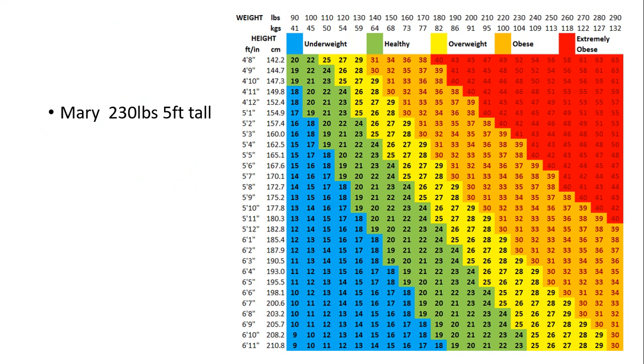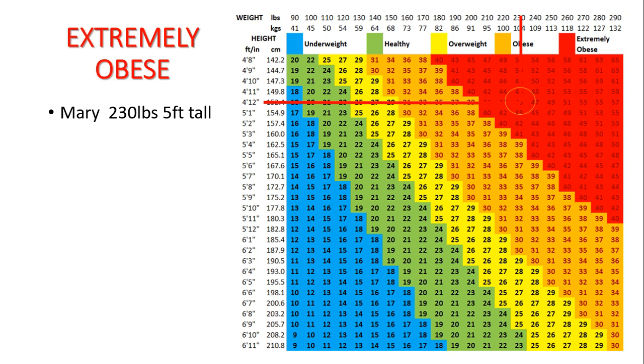Let's look now at Mary. Mary is different. Mary is 230 pounds and she is 5 feet tall. Again, we look for her height. On this chart, 4 feet and 12 inches is 5 feet. 12 inches make a foot, right? Then we look for her weight, which is 230, and see where she falls. She falls in the red zone, which means extremely obese for her height. That's where the arrows meet for height and weight.